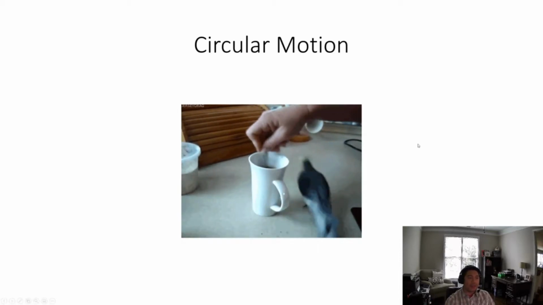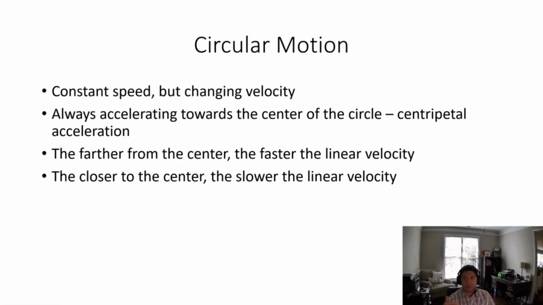And what that lets us know is that centripetal acceleration, the acceleration that occurs for anything to move in a circle, always must be center seeking. That's what centripetal means. It always must be moving towards the center of the circle.